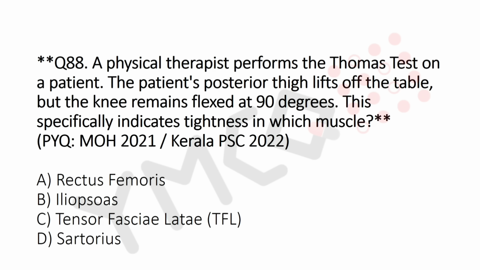Option A, rectus femoris. Option B, iliopsoas. Option C, tensor fascia lata. Option D, sartorius. And the answer is option B, iliopsoas. During the Thomas test, if the thigh lifts off the bed, it's a hip flexor issue. Because the knee is able to stay bent at 90 degrees, the rectus femoris is not the culprit. The tightness is isolated to the iliopsoas. Okay.